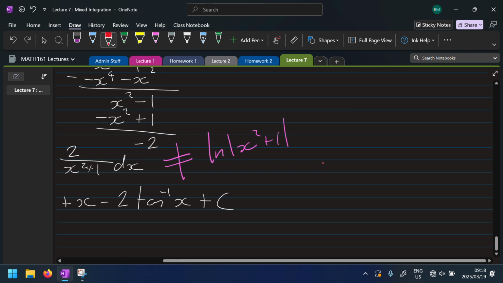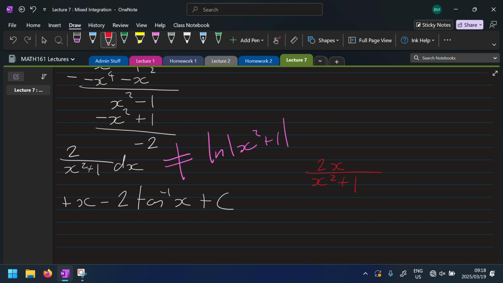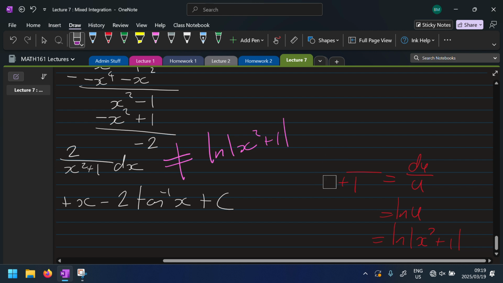Don't write this down. 2x over x squared plus 1. This is just to explain. Can you see the red? Okay, so we've got the 2x over x squared plus 1. What happens if I let u be the denominator? What's du? 2x, which is the top. So this becomes du over u, which is the natural log of u, which is the natural log of x squared plus 1. We don't have that here. This is 2 over x squared plus 1. That is 2x over x squared plus 1. Very different. So please stop making that mistake.